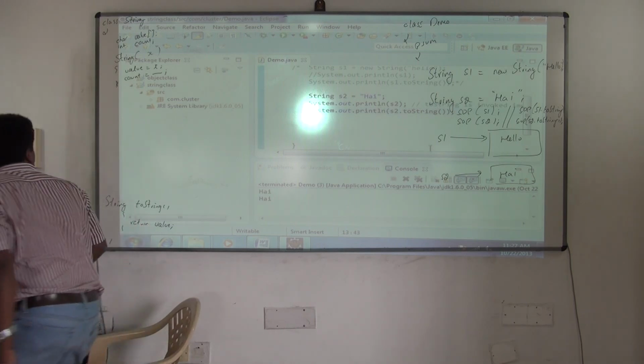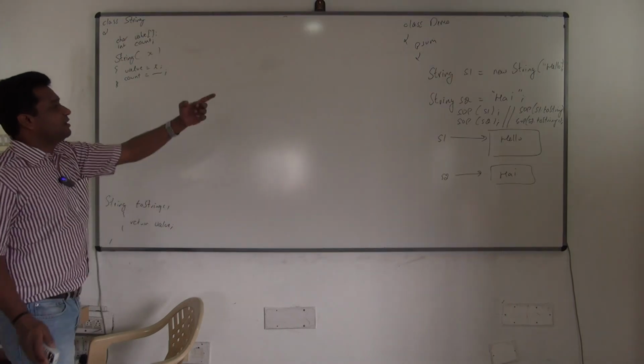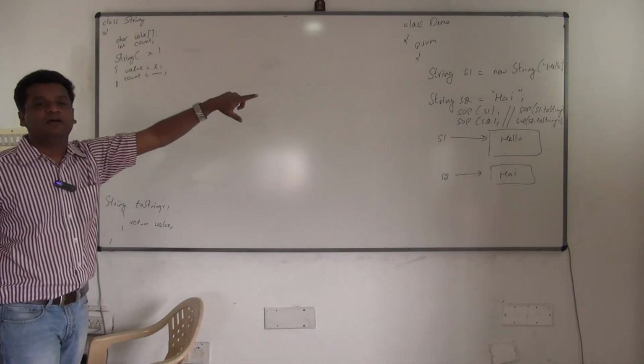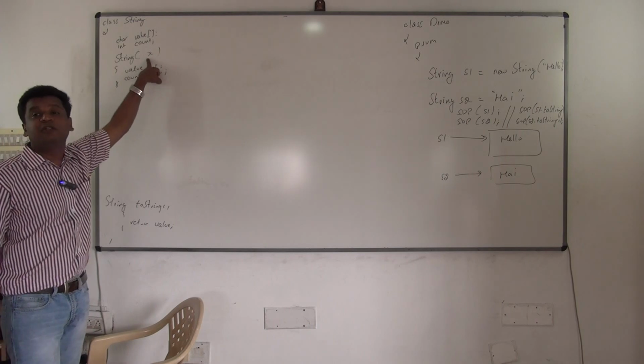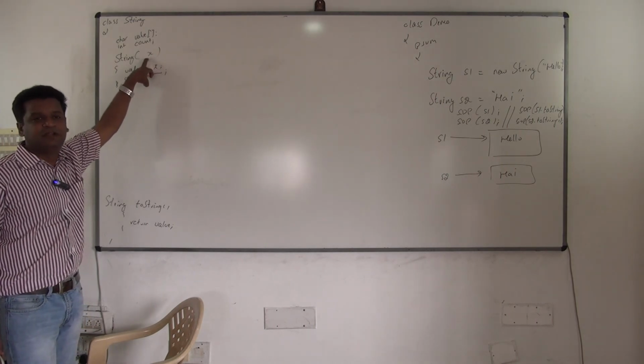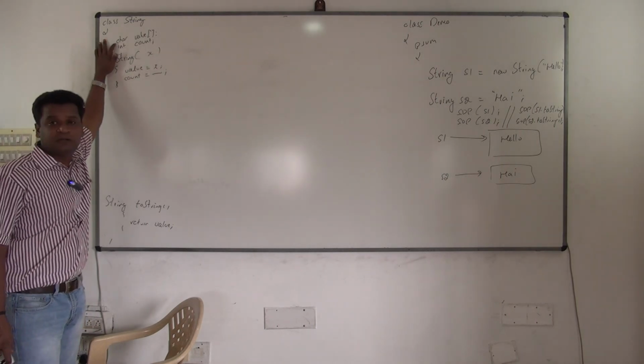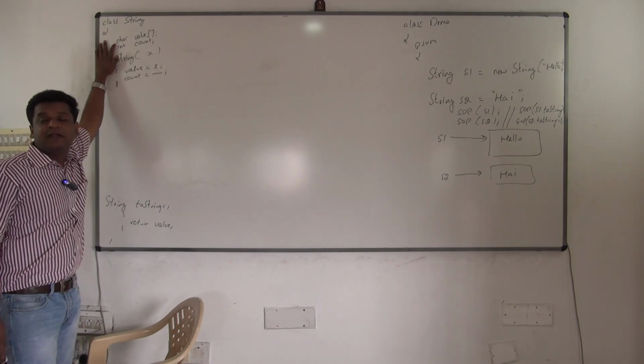If you want to understand what code they have written, see, as soon as I create a string object, the constructor is getting called now. You are sending the value. That value will be provided to the variable x. X is what now? Parameter. The value of the parameter will be stored into what? In the char array.